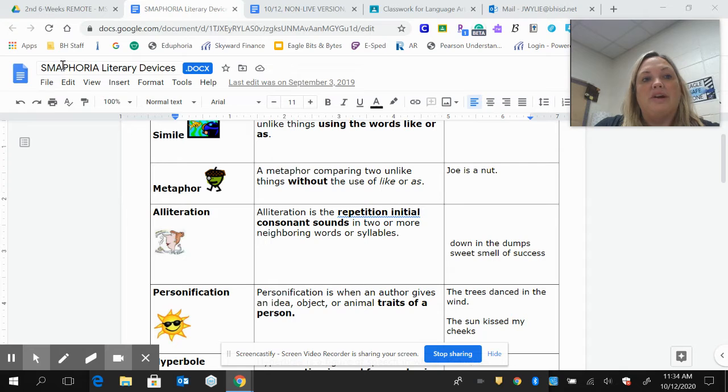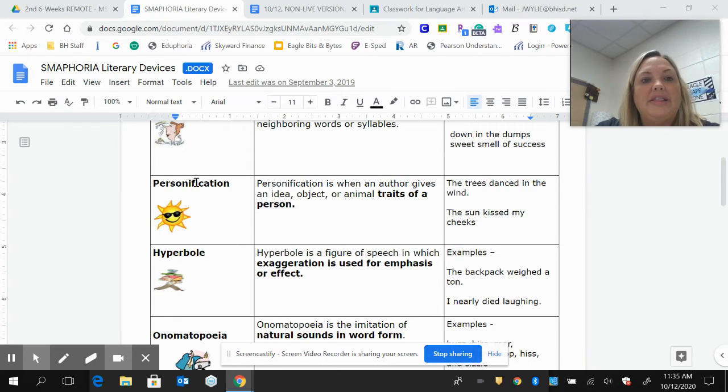The A in Smaphoria is alliteration. Alliteration is the repetition of the initial, which initial means first, consonant sounds in two or more neighboring words or syllables. Down in the dumps. See the D, the duh, that's repeated at the beginning, initial part of the word. Sweet smell of success. That's alliteration because the S takes place at the beginning of the word, and that's the sound that you hear repeatedly.